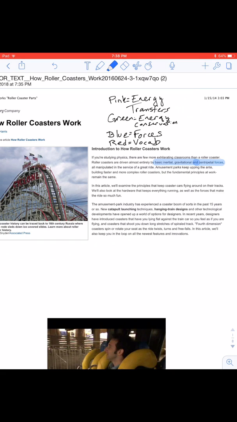The amusement park industry has experienced a coaster boom of sorts in the past 15 years or so. New catapult launching techniques, hanging train designs, and other technological developments have opened up a world of options for designers. In recent years, designers have introduced coasters that have you lying flat against the train car so you feel as if you are flying, and coasters that shoot you down long stretches of spiraled track. Fourth dimension coasters spin or rotate your seat as the ride twists, turns, and free falls. In this article, we'll also keep you in the loop on all the newest features and innovation.